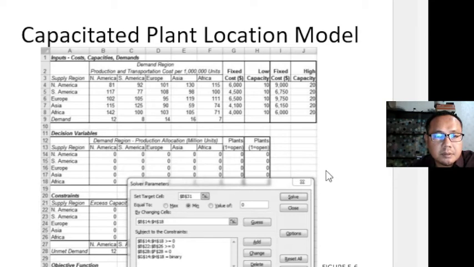This can be solved through the Solver Parameters dialog box.